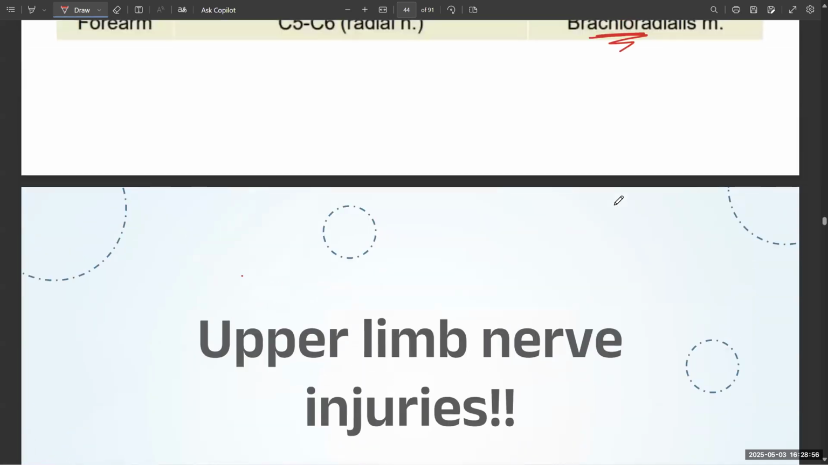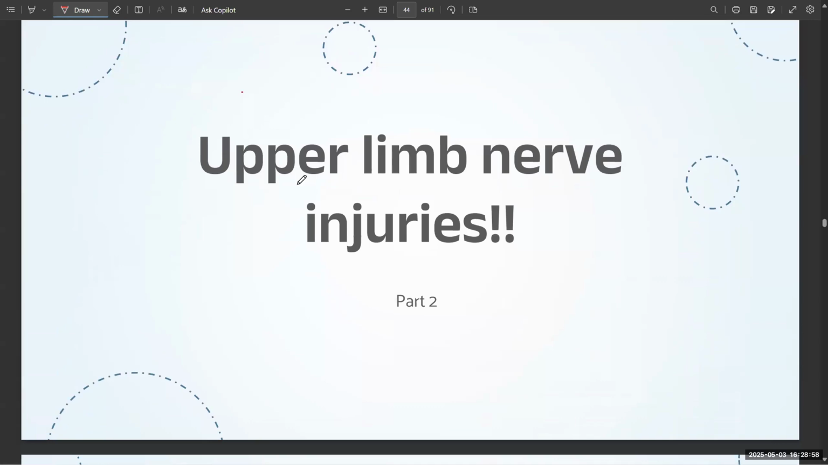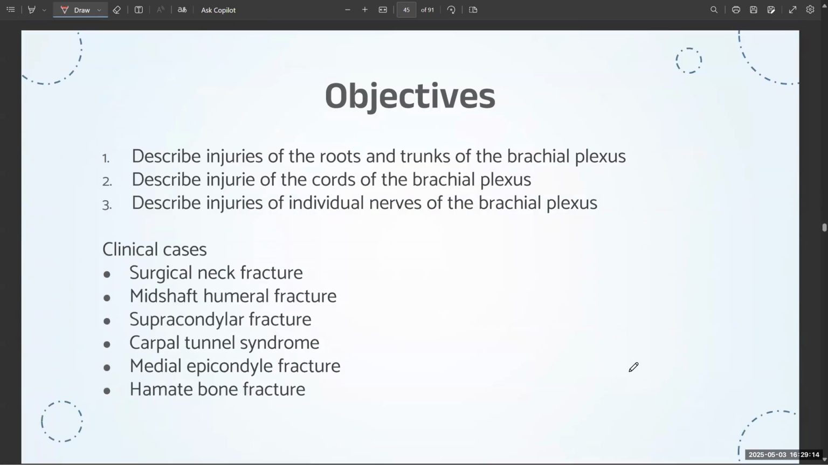Hey, hello everyone. Welcome back. So we will continue with upper limb nerve injuries. We've discussed the brachial plexus, the roots, trunks, divisions and branches, and now we're going to find out what happens if there are any injuries or lesions to any of these branches.